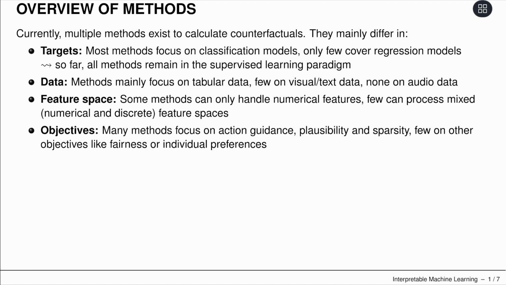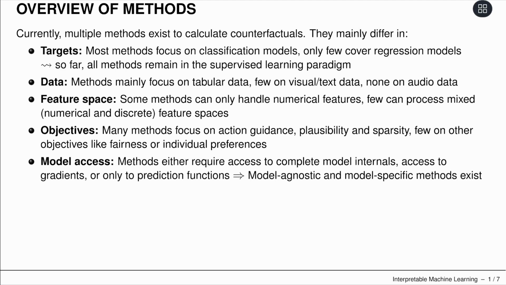Next, let's talk about the objectives. We have seen these different objectives already, for example in the prediction space or the feature space, but we also talked about plausibility and sparsity. Depending on the method, some take more of them into account, some less, and some have additional ones like fairness or individual preferences, right? So really check what kind of objectives are in the methods you're using.